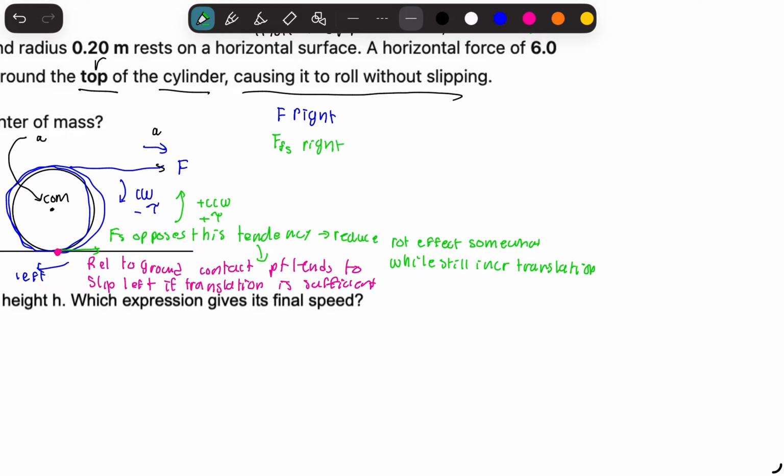Now we are going to use Newton's second law for translation. The summation of forces in the x direction is equal to ma. So we have a positive F and a positive Fs is equal to mass times acceleration. Now we're going to use Newton's second law for rotation.